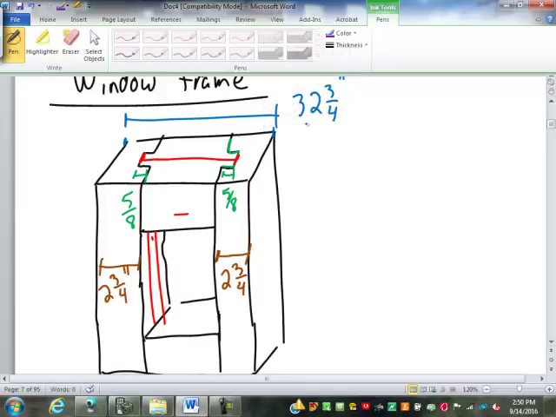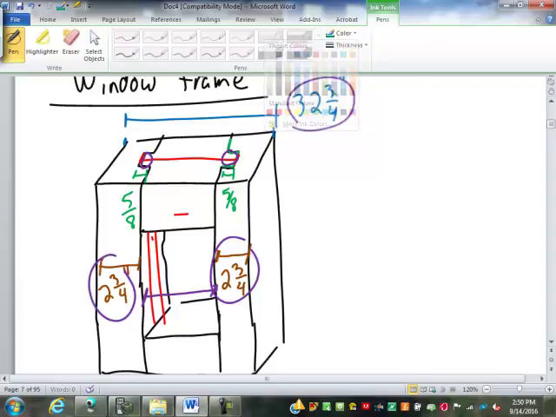Well, we need to look at this. We have one way we can go about this, and there are a couple of ways. The way I'm going to go about it is I'm going to find the size of this opening in here first. And then I'm going to add my tongues back onto that. So that opening is our 32 3/4, subtracting our two sides of 2 3/4. So 2 3/4, I could multiply by 2. I think it'll be easier just to add it to itself.